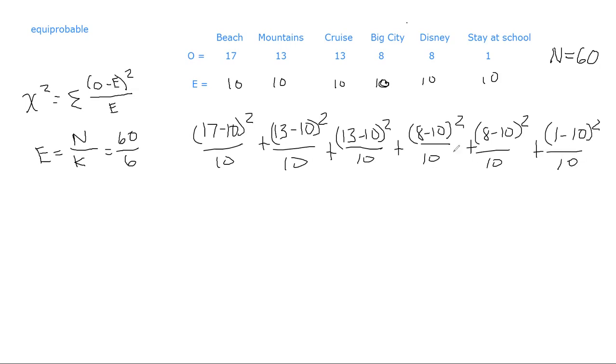So this sum is going to work out to be my overall test statistic, my overall chi-square value. So this works out to be 4.9, 0.9, 0.9, 0.4, 0.4, and 8.1. So the sum of all those is going to be my chi-square value, which is 15.6. So that's our test statistic.